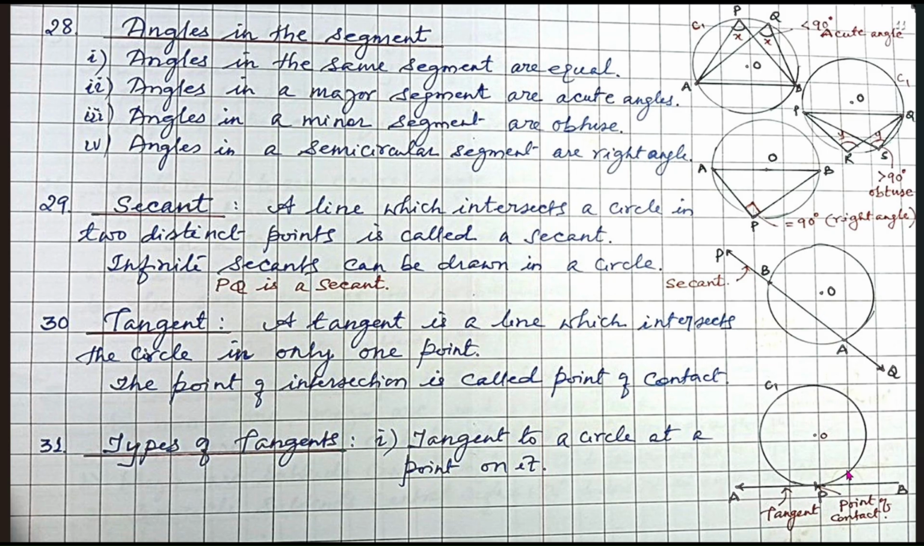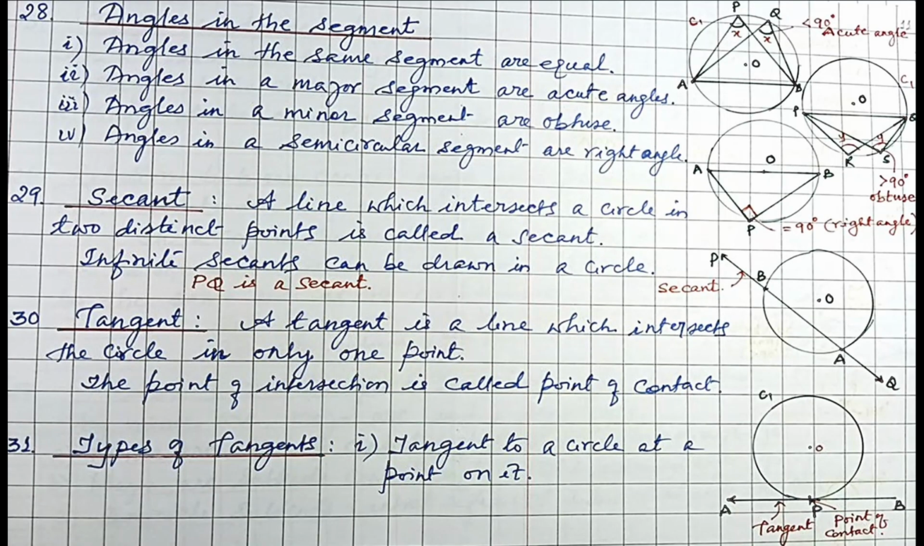Whereas here, if you see, AB is also a line, but AB cuts the circle in only one point, and this point is called the point of contact, and APB is called the tangent. So we define a tangent as a line which intersects the circle in only one point. The point of intersection is known as the point of contact. So these were some basics and properties of circles and related terms.